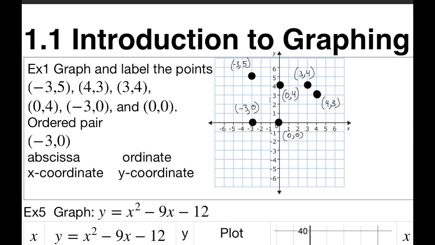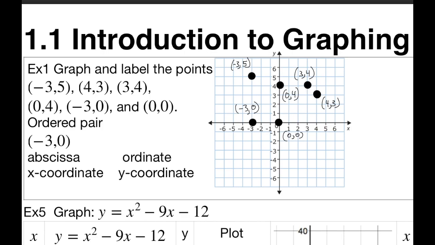So here we are, introduction to graphing. Example one says to graph and label the points. -3, 5. Well, if you have a negative here, then you can see you've got to go 1, 2, 3 over and up 1, 2, 3, 4, 5. The negative here indicates going left. The first number is left, right. The second number is up, down.